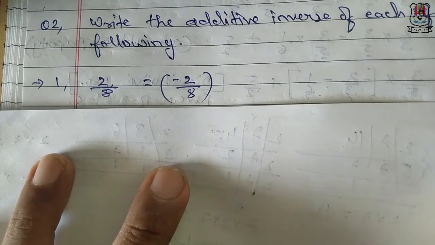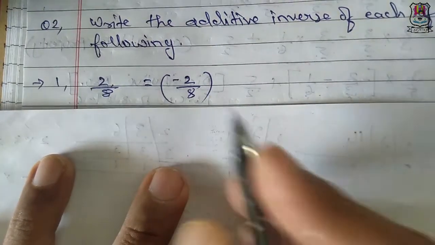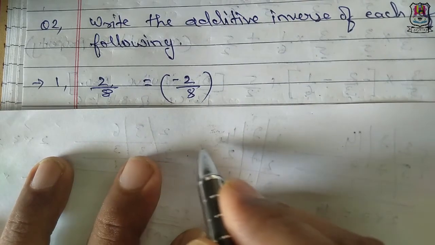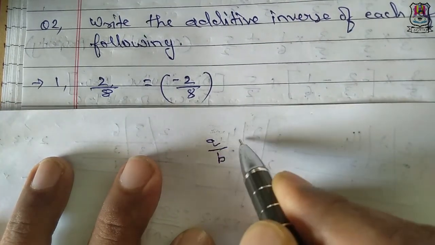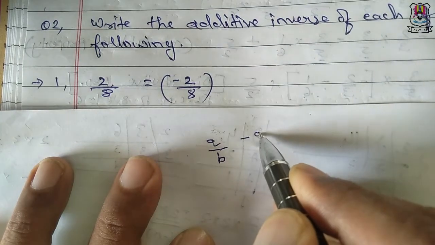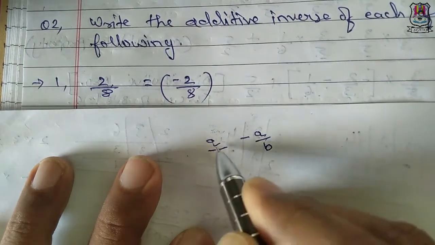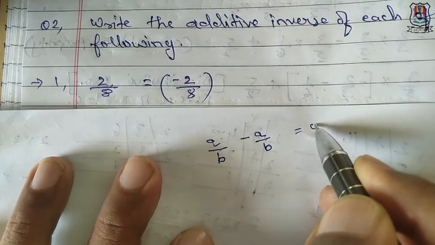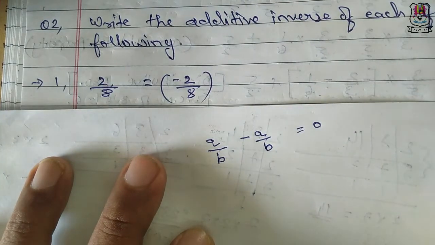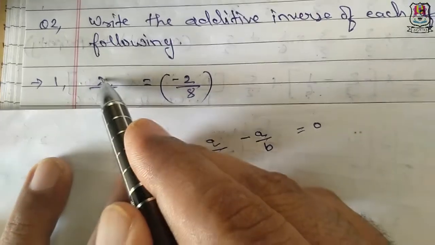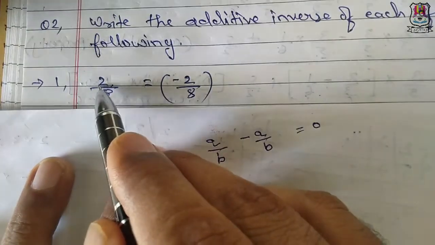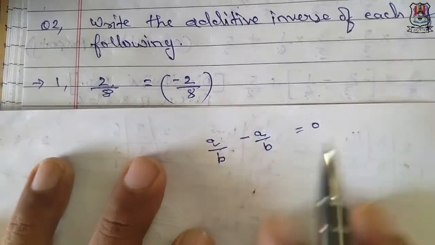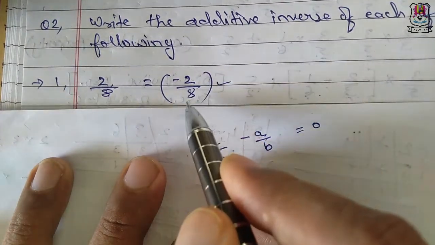Now the first number is 2 upon 8. Additive inverse means, suppose a upon b is a rational number, what will be the additive inverse of this? It is going to be minus a upon b. So when we add them, it should become 0. So the additive inverse of 2 upon 8 is minus 2 upon 8. Simply positive to negative. So this is the answer, minus 2 upon 8.